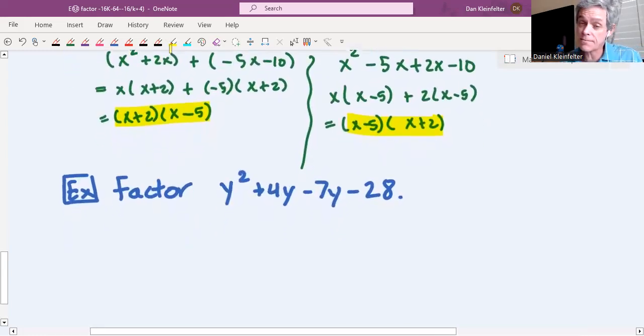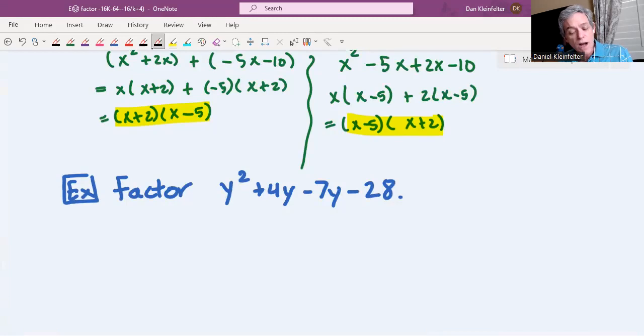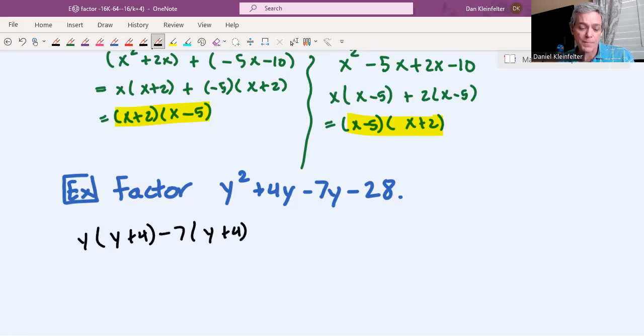Okay, we have just one more example, and then we're done with this section in this video. Okay, so bear with me. We are almost finished. So we've got y squared plus 4y minus 7y minus 28. Common factor of y. Factor that out. We'll be left with y plus 4. Then common factor of negative 7. That will give us y plus 4 left behind.